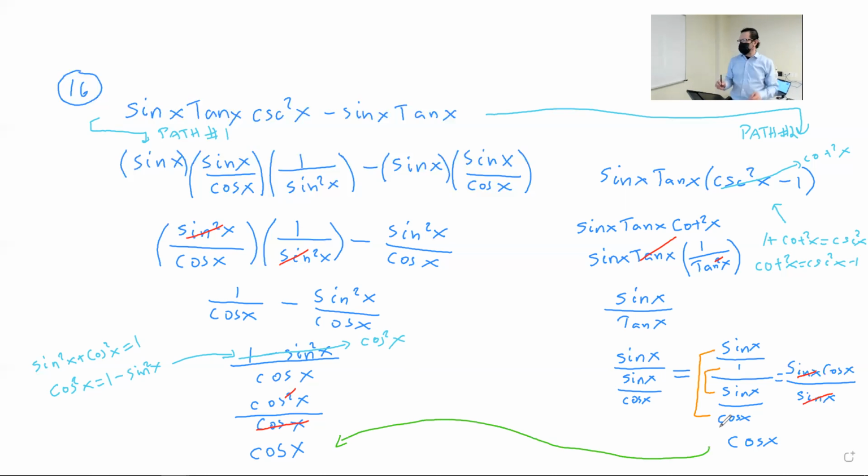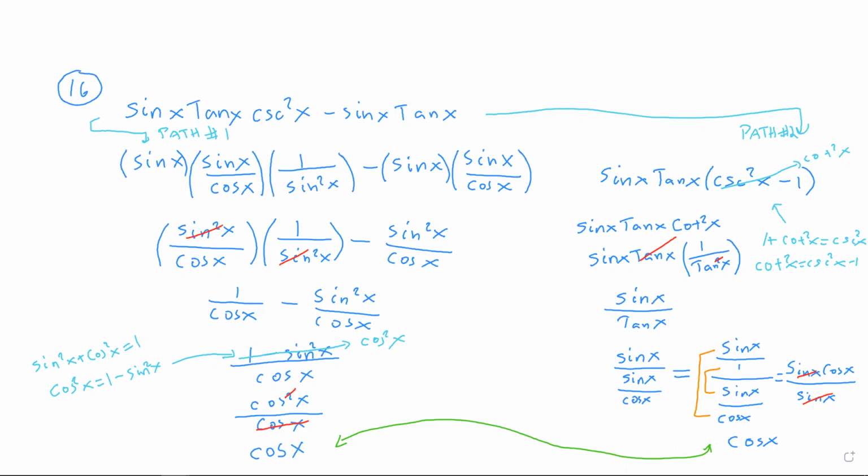So both paths or procedures would be correct. Also, I don't know if that was where you were going, but if we substituted directly the cosecant squared of x for 1 plus cotangent squared of x and did all the multiplications, we would also get to the same result. So there's more than one path to getting to the same result.